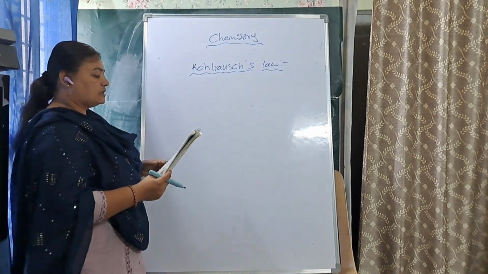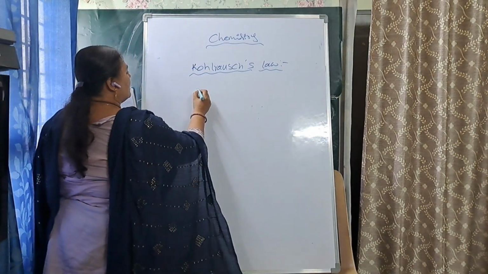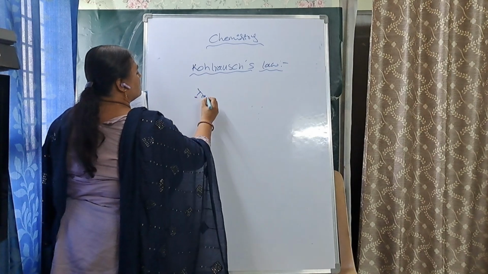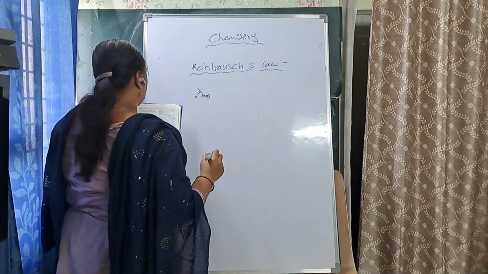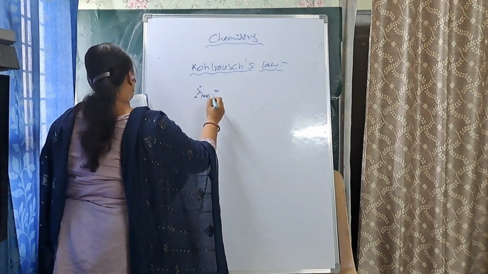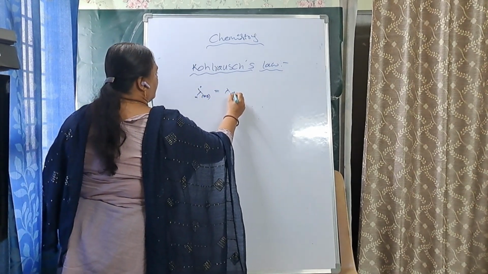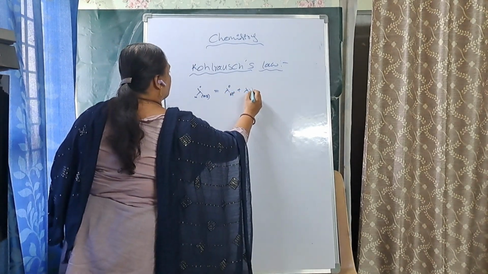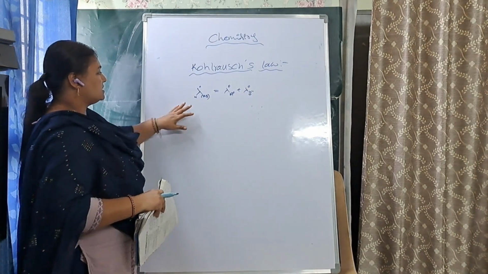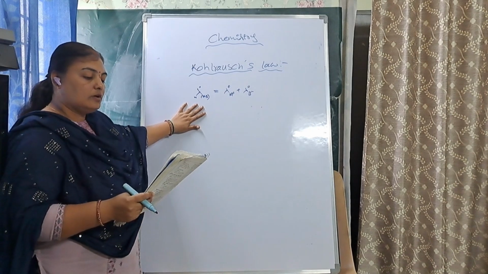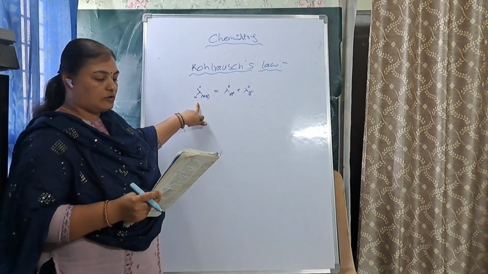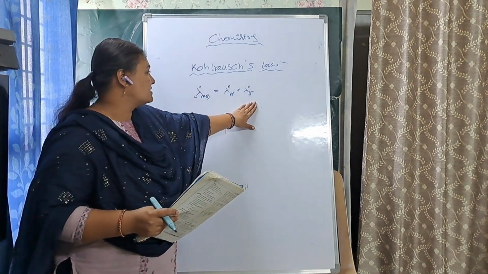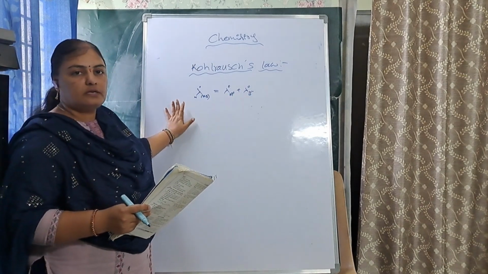So what is Kohlrausch's law? The molar conductivity of the electrolyte, where in the electrolyte we are taking 2 ions, A plus and B minus, is equal to lambda A plus plus lambda B minus. Okay, so this is Kohlrausch's law. Once again I am repeating: the anions' molar conductivity and the cations' molar conductivity should each contribute equally in the electrolyte.